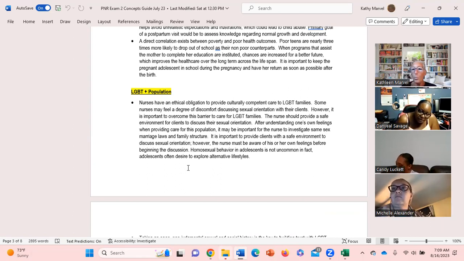One of the most important things we have to do is a check-in of our own personal feelings, our own values, our own beliefs, our own judgment. We have to get over that hump, get over that discomfort if there is discomfort, because we certainly want to create a trusting and open environment for them to be able to communicate their health needs.